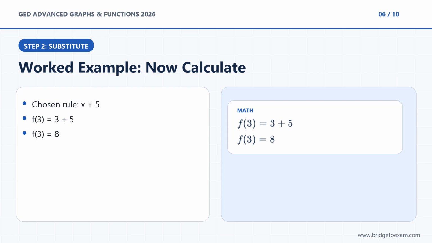Now that we have chosen the right piece, we calculate. Step 2, substitute 3 into x plus 5. That gives 3 plus 5, which equals 8. So f of 3 equals 8. Notice how choosing the piece first made the arithmetic simple and safe.